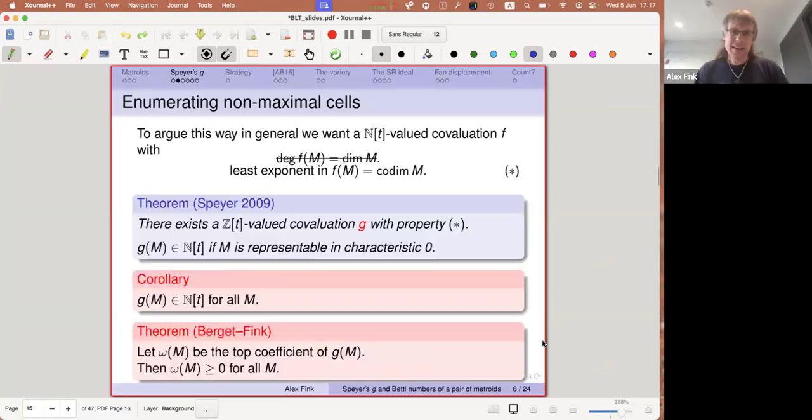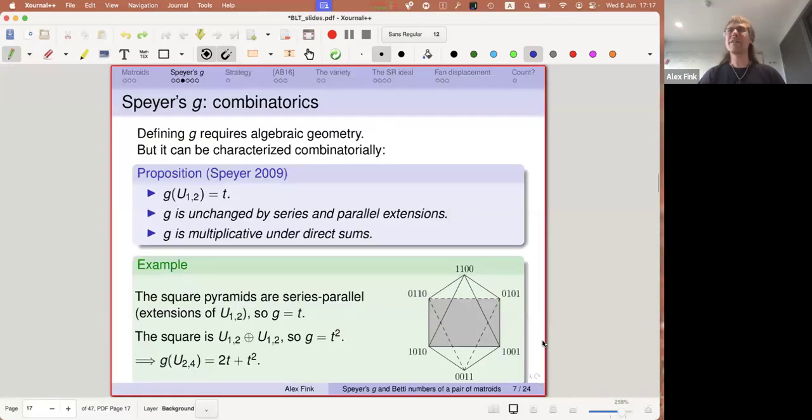And given that, Andy and I have proven recently that, in fact, this top coefficient is non-negative for all matroids, which implies that all the coefficients of G are non-negative for all matroids. So at this point, I should define David's g-invariant. The definition is algebrogeometric, but if you want to compute it by hand, it might be easier to do combinatorially using the properties on this slide than algebrogeometrically, so I'll run through those first.